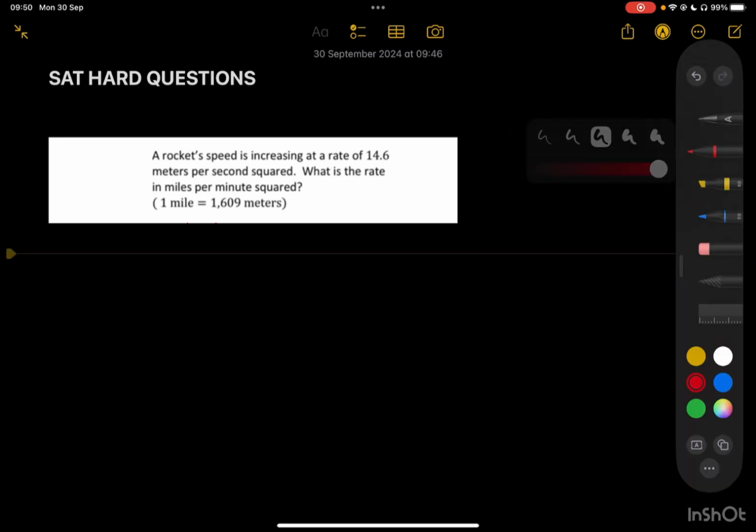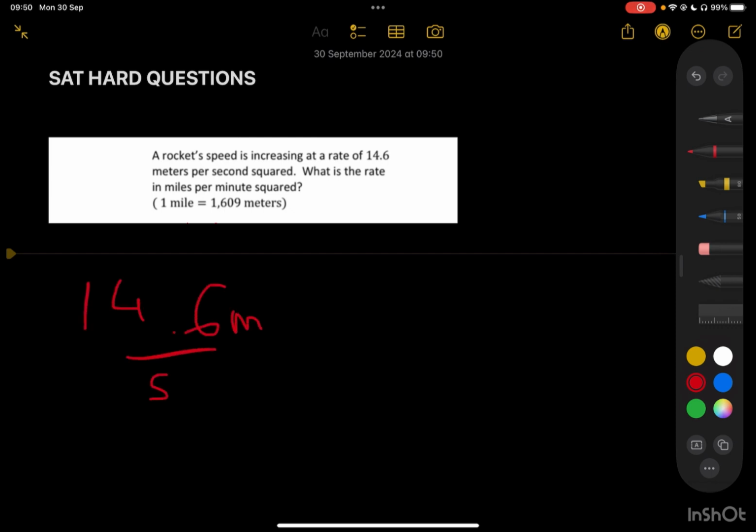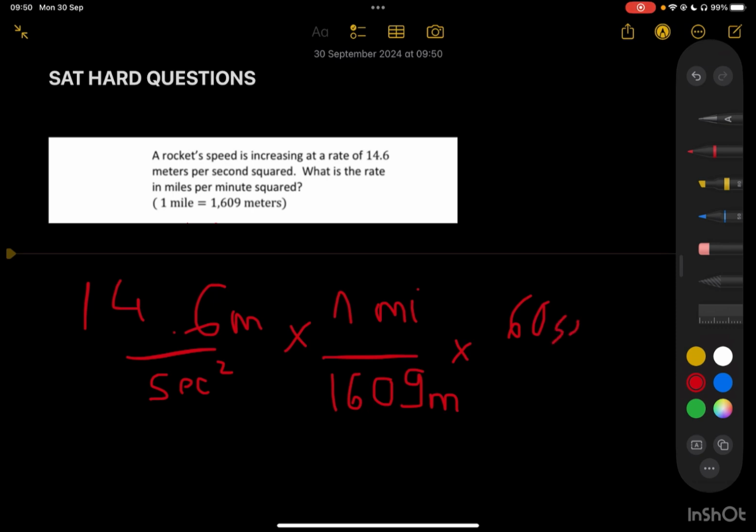Okay, so we'll start with 14.6 meters per second squared. After that, we'll multiply by what we're given, 1 mile equals 1,609 meters. So 1 mile over 1,609 meters. It's asking for the rate in miles per minute squared, so we'll have to multiply by another 60 seconds over 1 minute, the whole thing squared because it's minute squared.